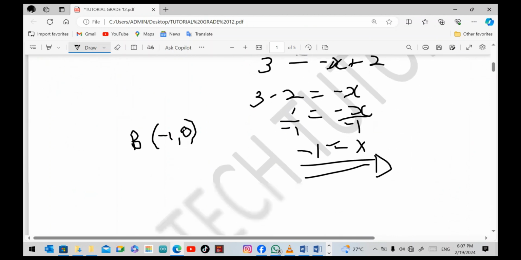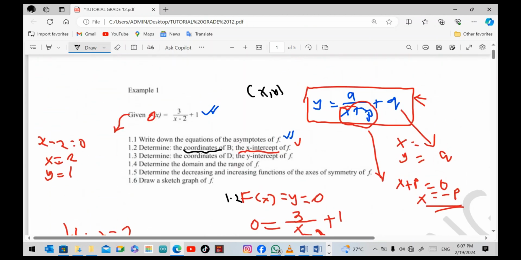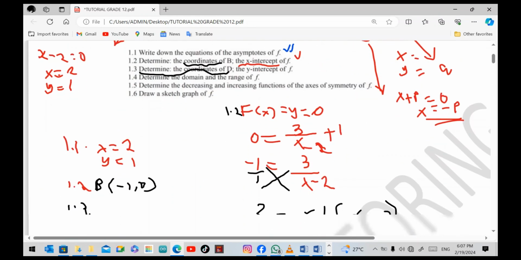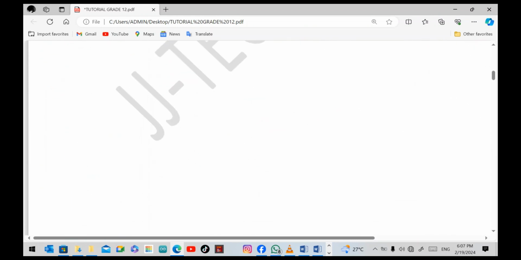Okay, now they're looking for what? They're looking for the y-intercept. So how do we find the y-intercept? We let x be 0. Then we solve for y.